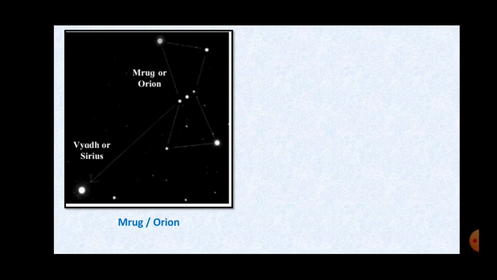Then next is Mrug Nakshatra or Orion. Now it has very bright stars, and they are very clearly seen on winter nights. It has a group of 7 to 8 stars, and they are at the corners of a quadrangle. And if we pass a line through the middle stars of the constellation, it meets a very bright star which is called Vyad or Sirius. As you can see, Vyad or Sirius and Mrug or Orion.